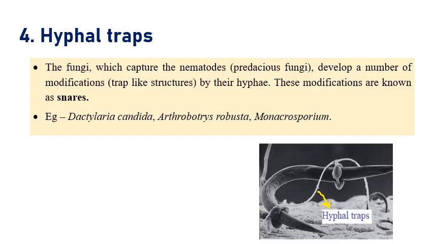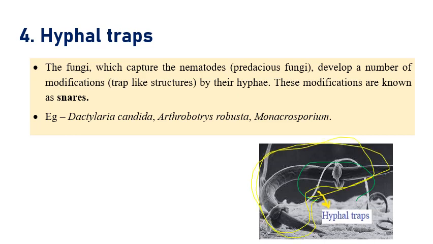So the next one is Hyphal traps. Hyphal traps are produced by very few fungi, like Dactylaria candida and Arthrobotrys. The name itself indicates a trap. It can create a trap for nematodes. We can see here it is creating a trap, especially Dactylaria. We can also call it predaceous fungi.